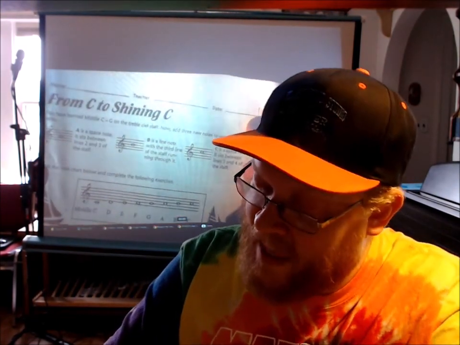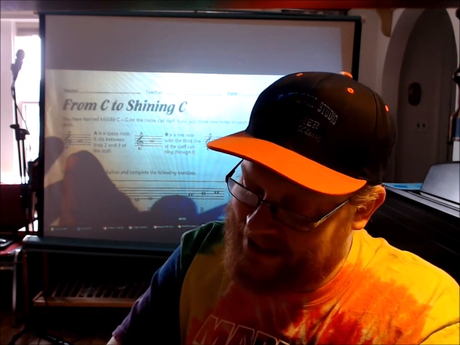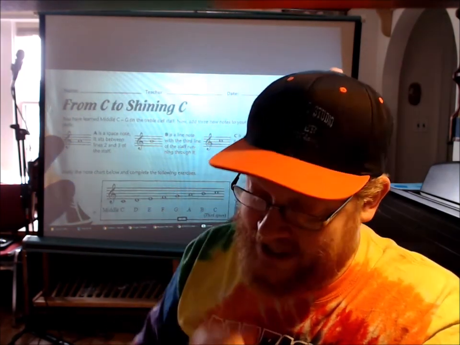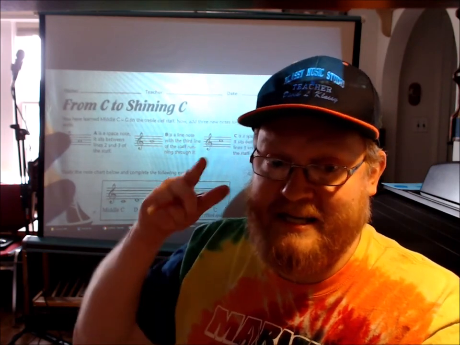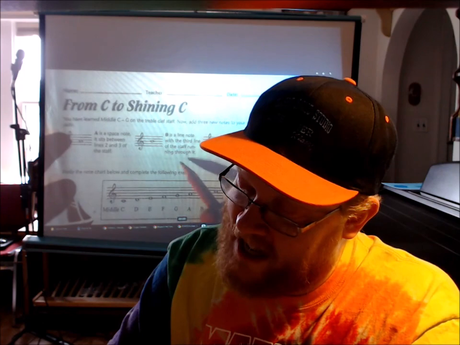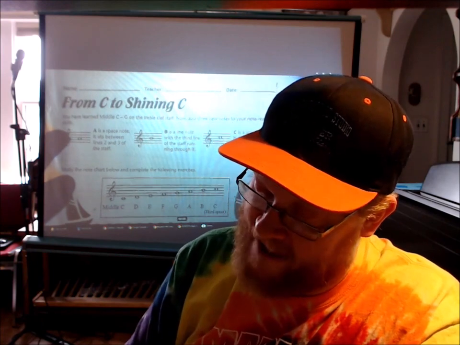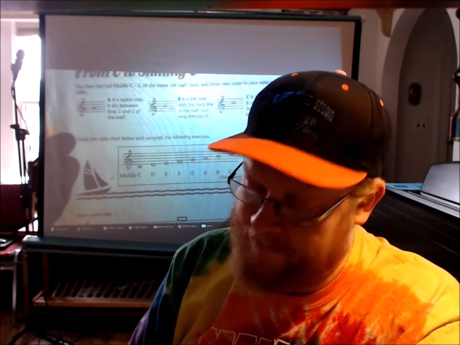Okay. So they're now introducing A, which we also should know from those songs we've done over the years. A is the space note, sits between lines 2 and 3 of the staff. F, A, C, E, face, right? B is a line note with the third line of the staff running through it. E, G, B, D, F. C is a space note. It sits between lines 3 and 4 of the staff. Okay. Study the note chart below and complete the following exercises.